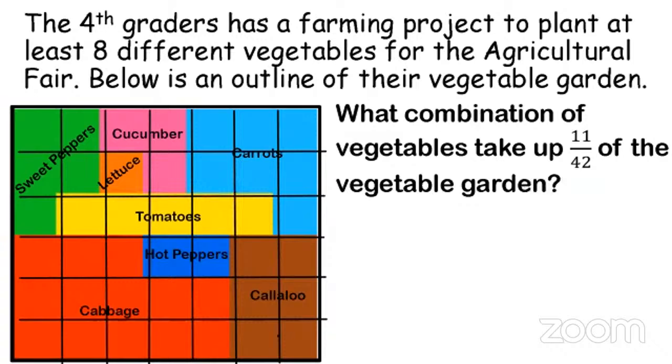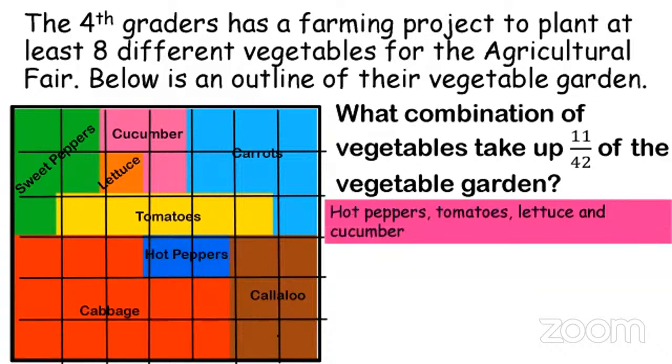All right. So I see carrot and sweet peppers. That's what I saw. Carrot and sweet peppers. So carrot is 7. 1, 2, 3, 4, 5, 6, 7. Sweet peppers, 8, 9, 10, 11, 12. So this is 12 out of 42 and not 11. All right, so those are definitely some combinations that we can have.